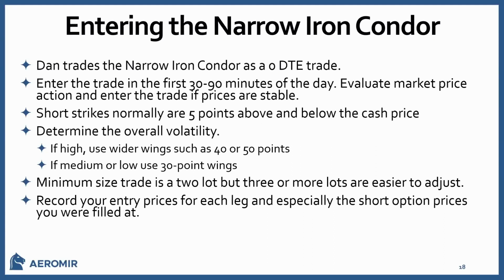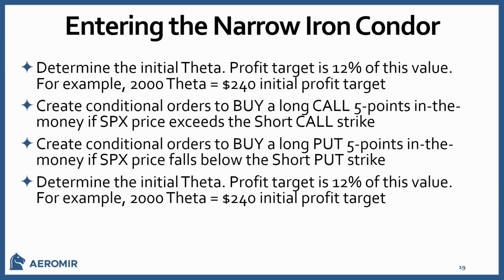And then you record your entry prices for each leg, especially the short option prices you're filled at. And then you're determining the initial theta, and then the profit target is 12%. For example, if you have 2,000 theta, $240 initial profit target. Dan, how'd you come up with the 12%? Was that just experience? That was just an empirical observation.